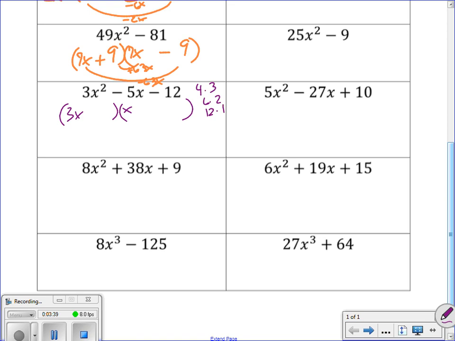I can't use that trick anymore because now this is a harder problem. So I have to put numbers in these two spots that multiply to 12, but at the same time, when I check the outside and the inside, it has to add up to 5.